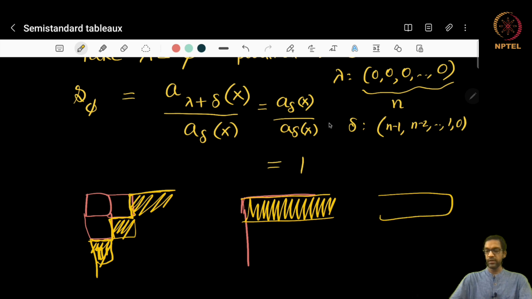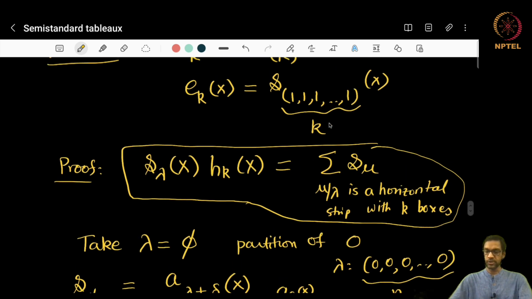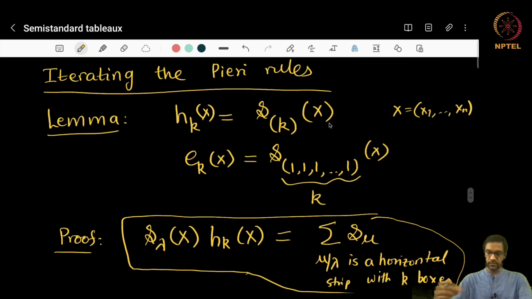There's only one way of doing it, which is I attach all the k boxes just like this in the first row. Okay, so this is just the partition with the single part k, and that's exactly what the right hand side is. So if you take the case when lambda is the empty partition, then the right hand side becomes a single term, which is just the Schur function corresponding to the row, the partition row. Okay, I mean by the row I mean all k boxes lie in a single row. Okay, that's the proof of the first statement.